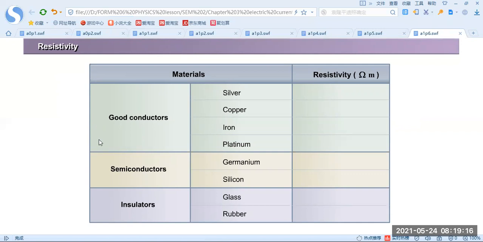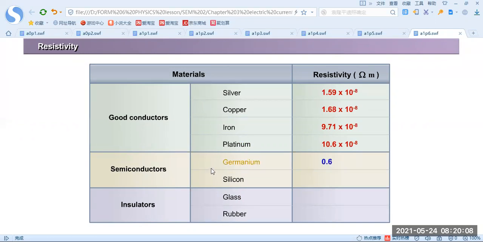Now, different materials have different resistivity. A good conductor, metal, is a good conductor, right? For example, silver has 1.59 times 10 to the power negative 8 ohm meter. Copper 1.68, iron 9.71 times 10 to the power negative 8, platinum 10.6 times 10 to the power negative 8. And there is another metal that is better than platinum. What is that? That is aurum. Aurum is gold, G-O-L-D. So gold is the best conductor. Second will be platinum, but platinum is very expensive.